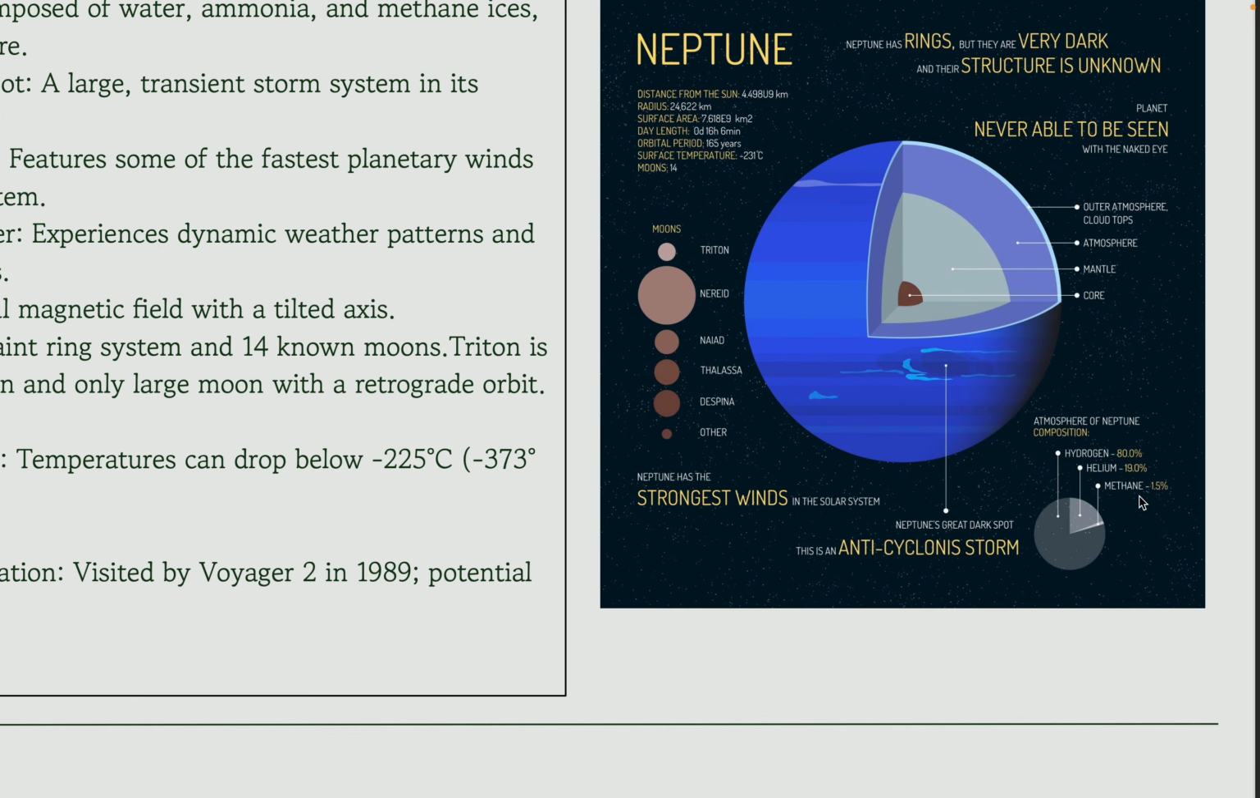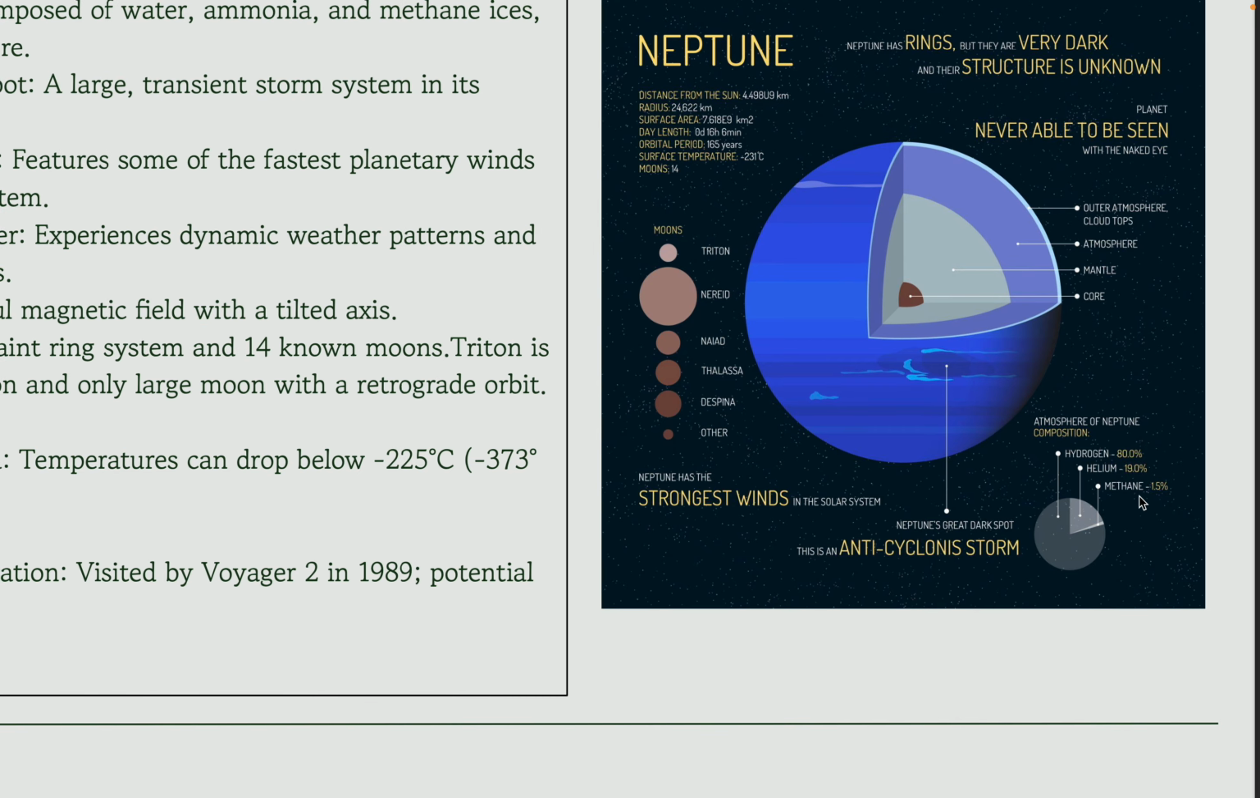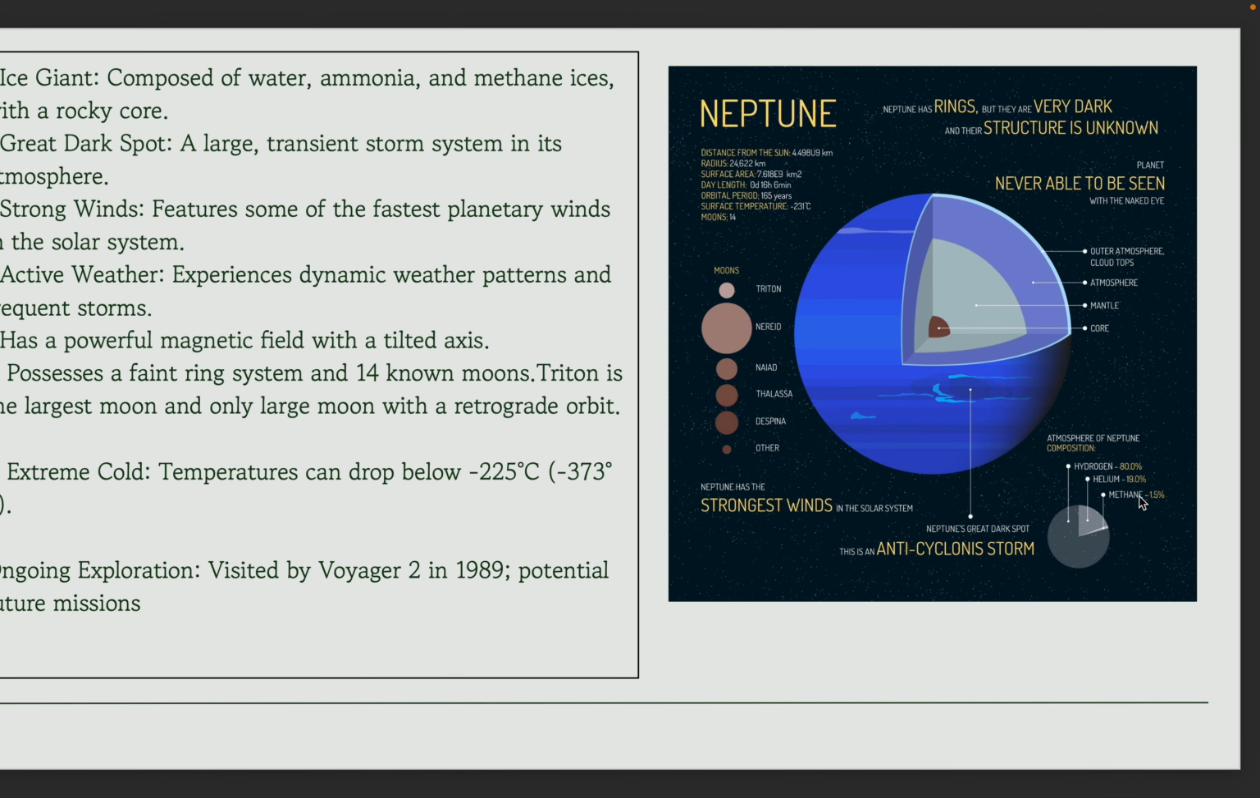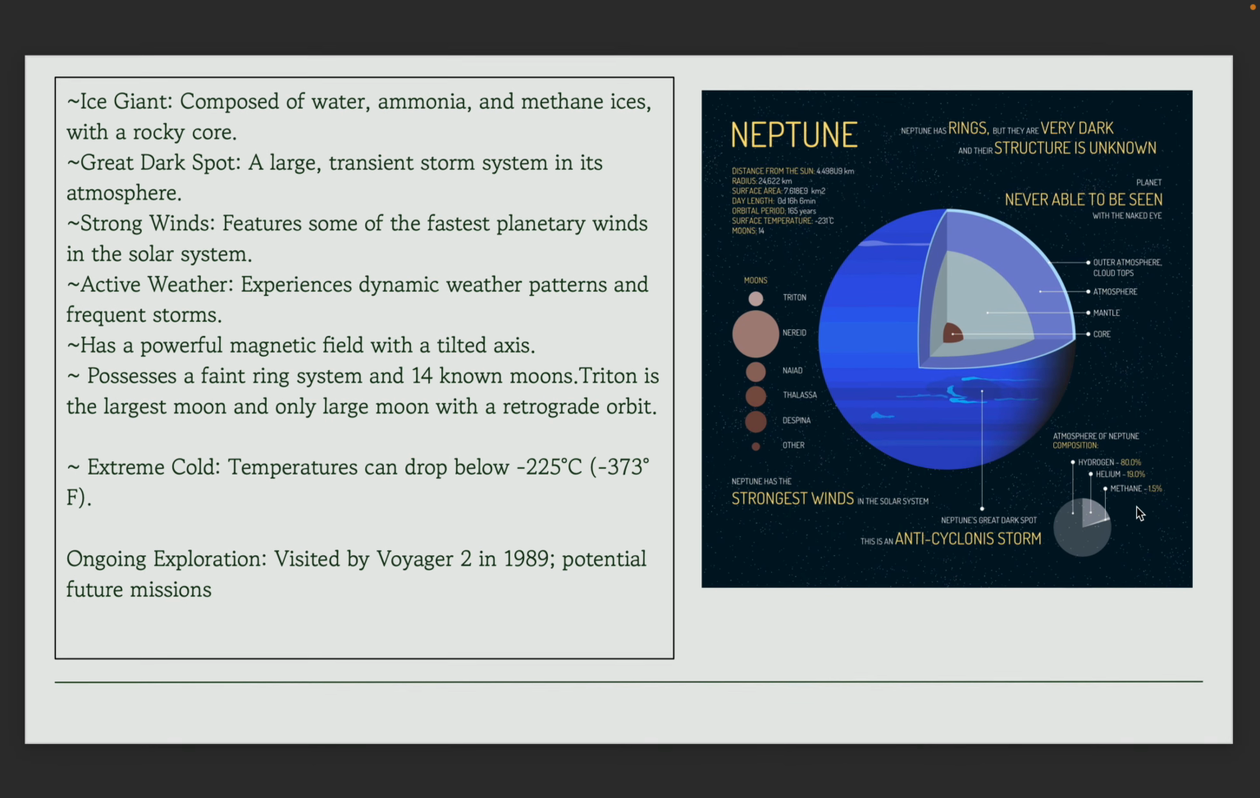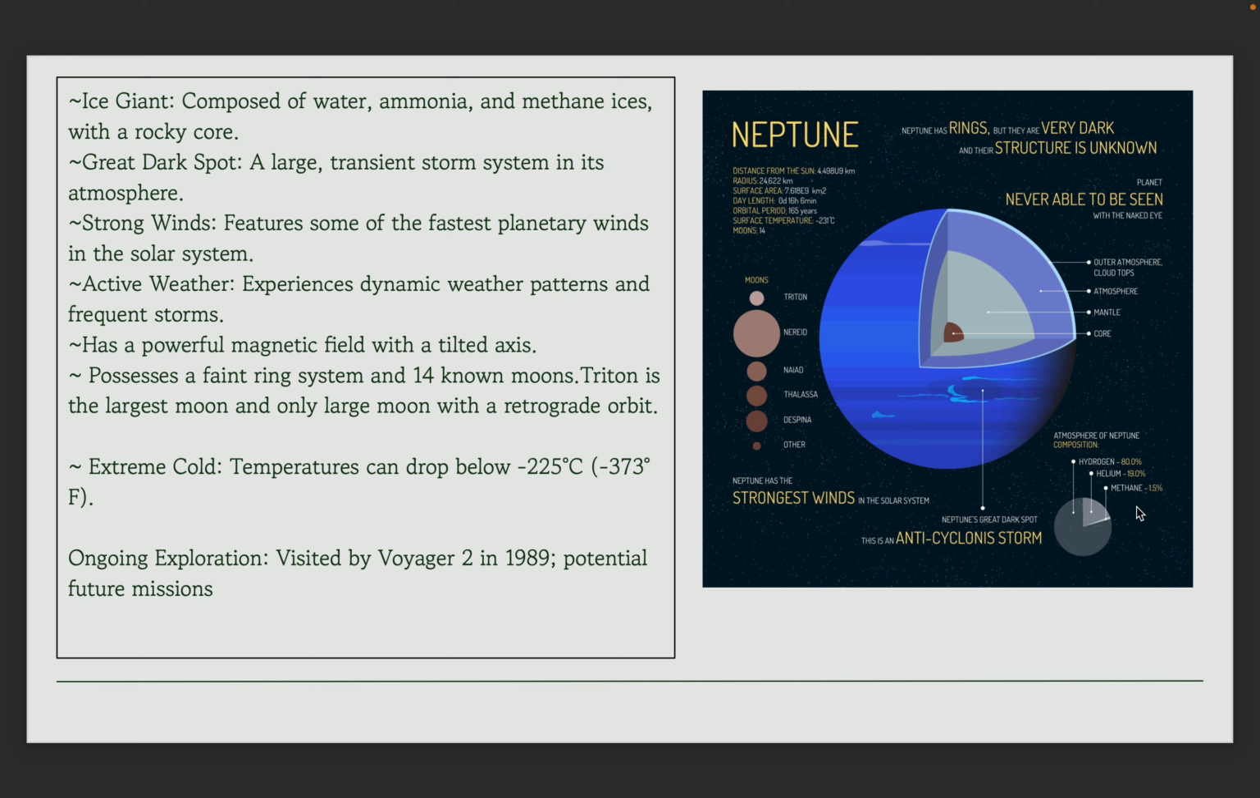Neptune shows a Great Dark Spot. Those are anticyclonic storm spots. And Neptune has the strongest winds in the solar system. Neptune is composed of water, ammonia, and methane ices with a rocky core. The Great Dark Spot, a large transient storm system, is seen in its atmosphere. It features one of the fastest planetary winds in the solar system.